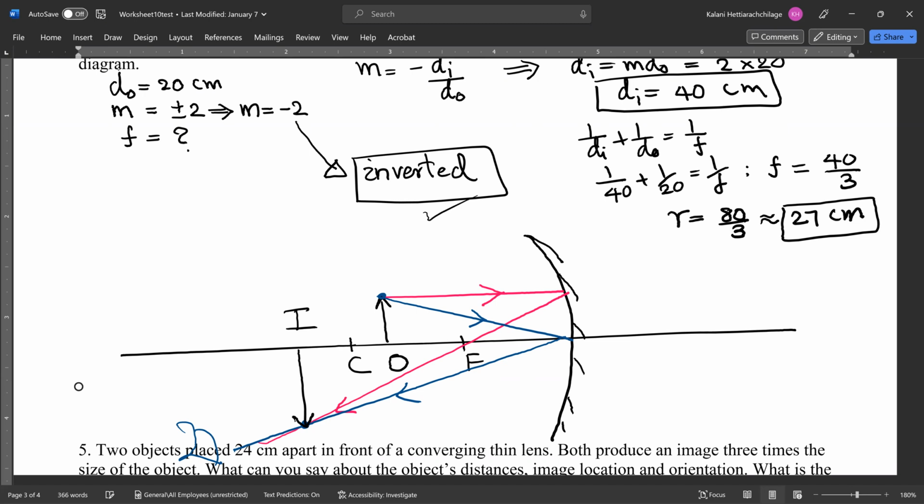So now these things seem to be correct. What you find is an inverted image, larger in size, and a real image. Those are the information that you found from the calculation and also from the drawing.